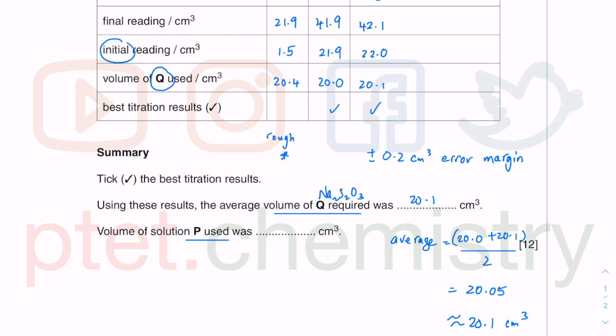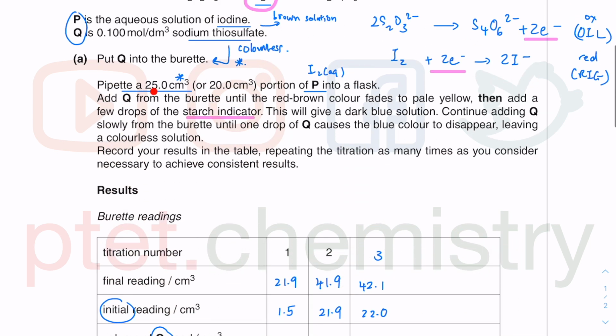The volume of solution P, that was your aqueous iodine. That was what we pipette out. That was 25.0 cm cube. As you can see, the accuracy of the pipette, it wasn't just 25 cm cube, it was 25.0 cm cube there.